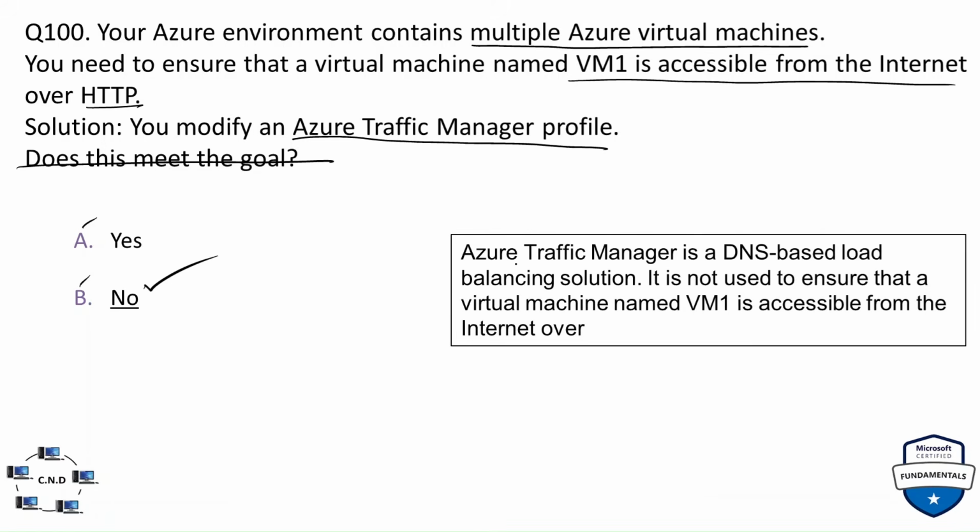This is because Azure Traffic Manager is a DNS-based load balancing solution. It is not used to ensure that a virtual machine named VM1 is accessible from the internet on HTTP.